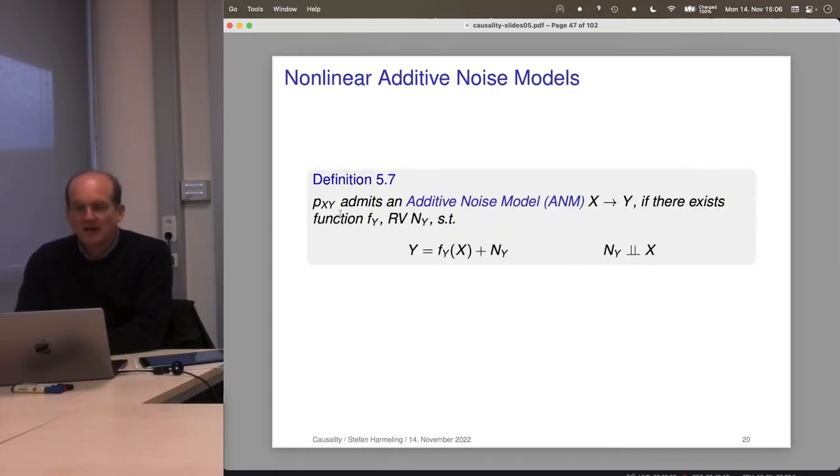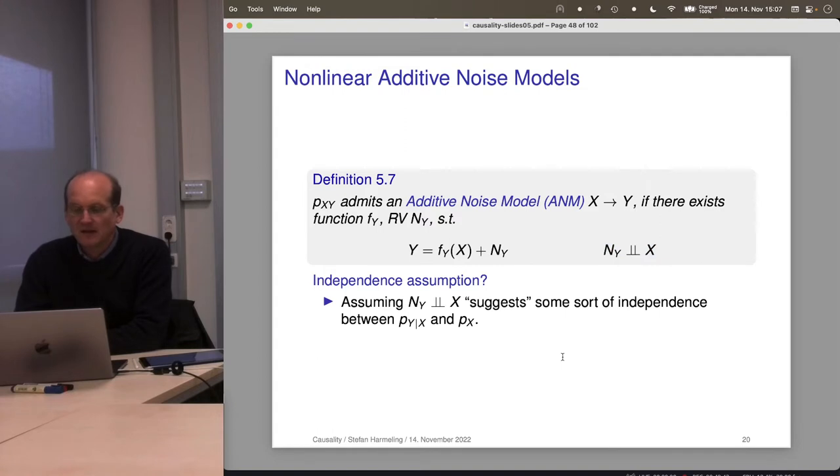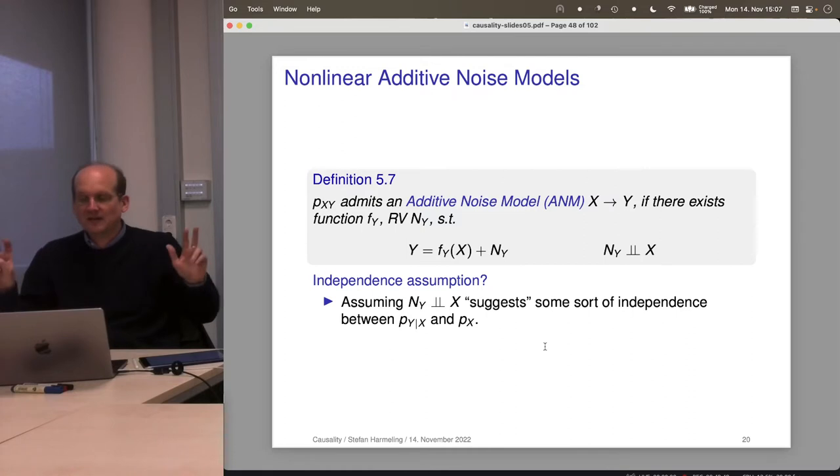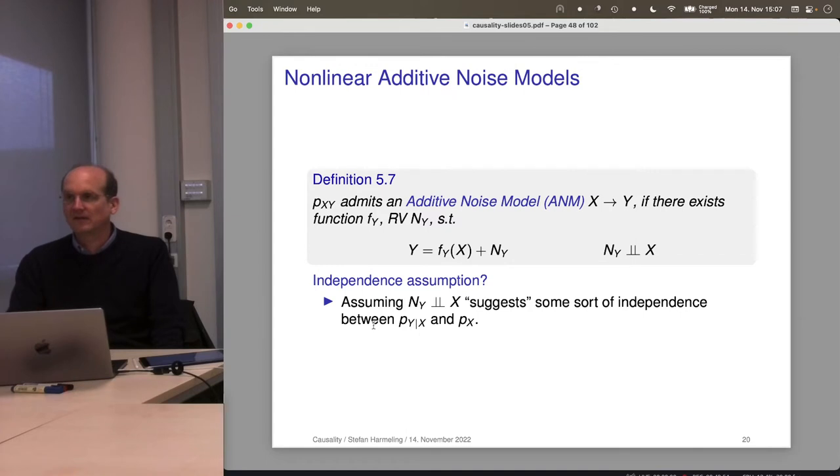So here it is. We say that a joint distribution admits an additive noise model if there is some function f sub y and a random variable n y with basically the same equation as before and the same independence assumption as we had on the previous slides. So the X, the input, should be independent of the noise that gets added. And again, the independence of the noise for Y and the random variable X suggests some form of independence between these distributions. So it's this independence between the mechanism and the marginal distribution.